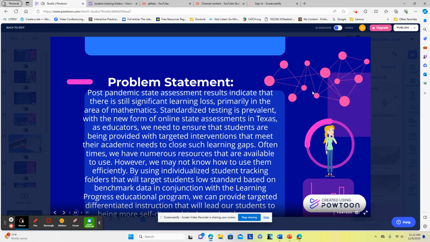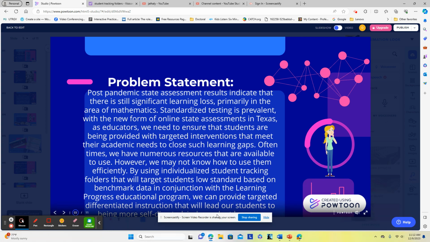The problem statement for this presentation reads as follows. Post-pandemic state assessment results indicate that there is still significant learning loss, primarily in the area of mathematics. Standardized testing is prevalent with a new form of online state assessment in Texas. As educators, we need to ensure that students are being provided with targeted interventions that meet their academic needs to close such learning gaps. Oftentimes, we have numerous resources that are available to use. However, we may not know how to use them efficiently.